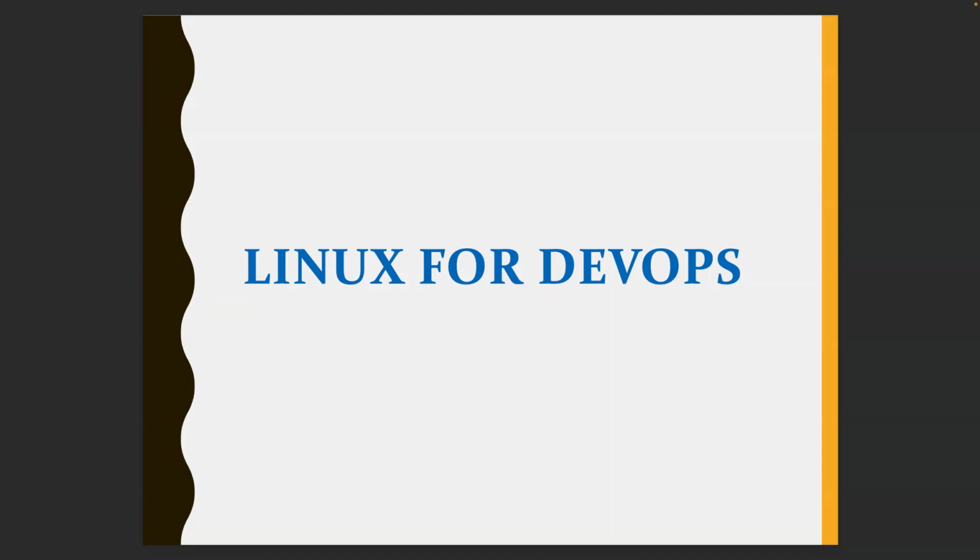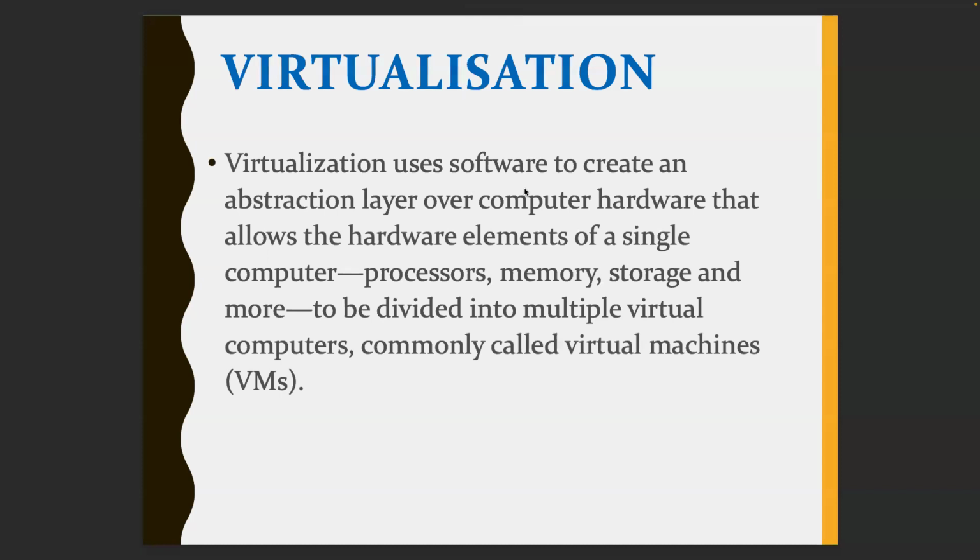A virtual machine is an entity which runs on your main operating system, like your laptop. Let's say your laptop is having Windows. You could launch a virtual machine of Windows on it and use it to accomplish certain tasks. See here, virtualization uses software to create an abstraction layer over computer hardware that allows the hardware elements of a single computer, processors, memory, storage, and more, to be divided into multiple virtual computers called virtual machines. Virtualization helps you to launch virtual machines.